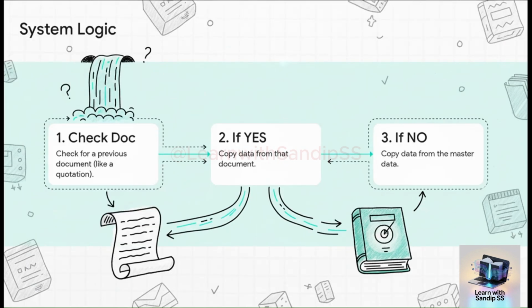So here's that simple if-then logic laid out. Just think of it like a little waterfall. The system asks itself one simple question. Am I being created with reference to another document? If the answer is yes, it copies from that document. Easy. If the answer is no, it defaults down to the master data. That's the entire decision-making process right there.